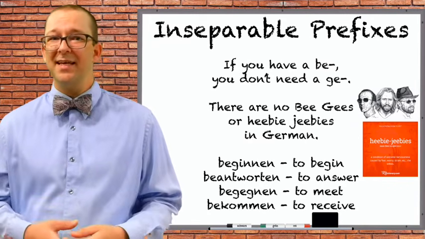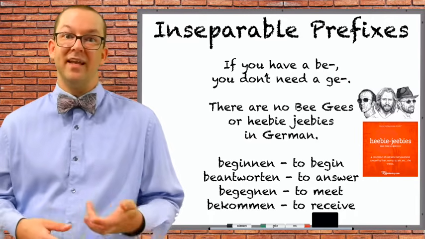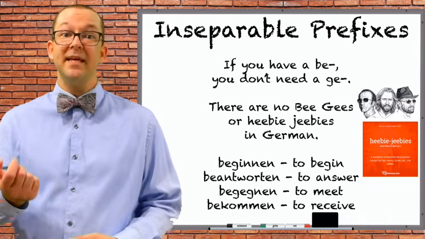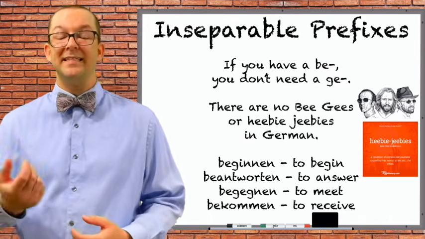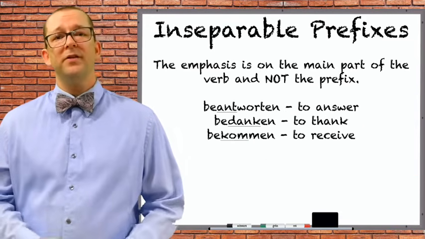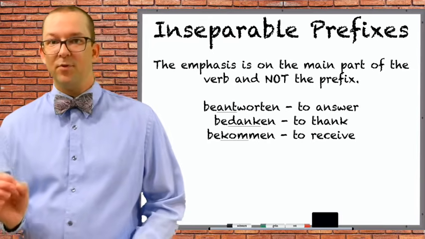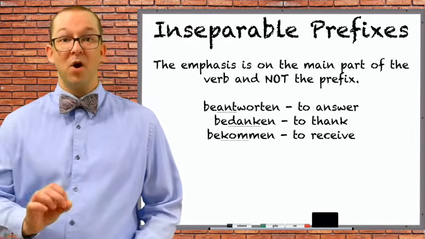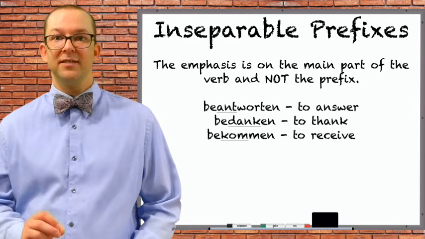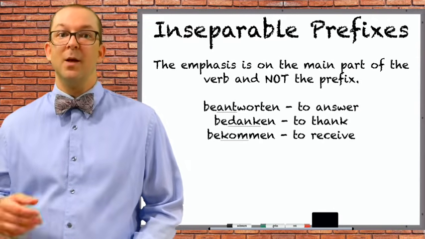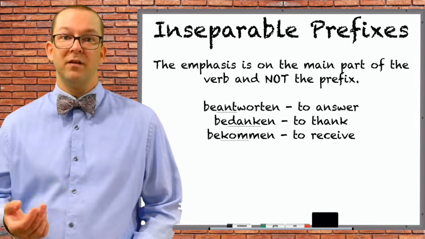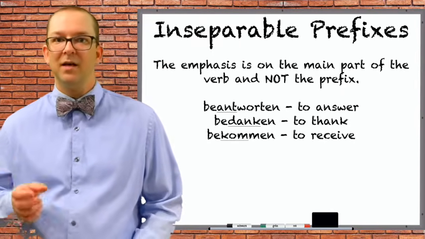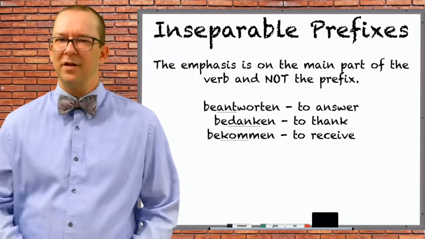Because there's no such thing as ginnen or gegnen, but beginnen and begegnen are both treated as if the be at the beginning is simply an inseparable prefix. The only other thing that's special about inseparable prefixes is that the emphasis in the pronunciation is on the main part of the verb and not the prefixes. So it's beantworten, bedanken, bekommen, and so on. You get what I mean?